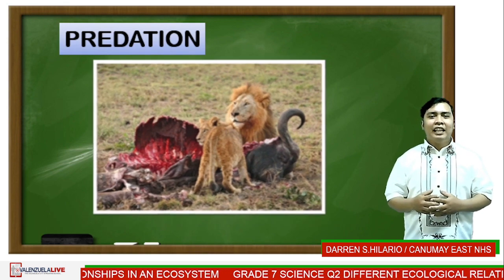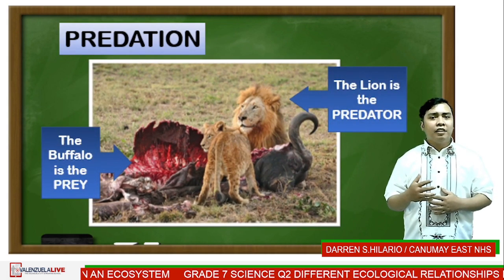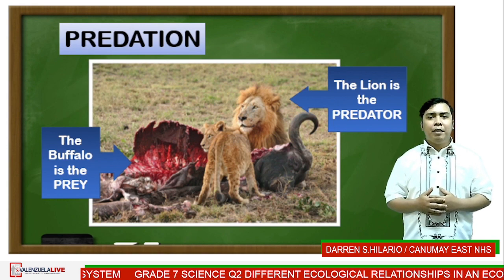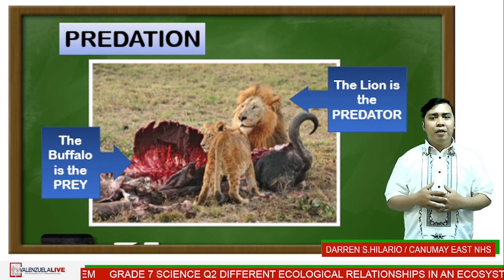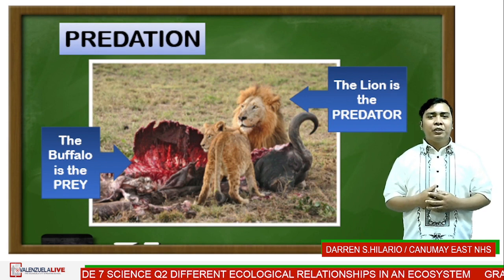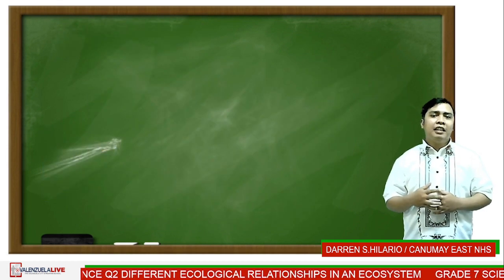Very good. The predator is the lion since it consumes the prey, which is the buffalo. Remember that the buffalo is the prey because it is the organism that is being consumed. Now, it's your turn to give an example of predation between animals by keying it in our comment section.